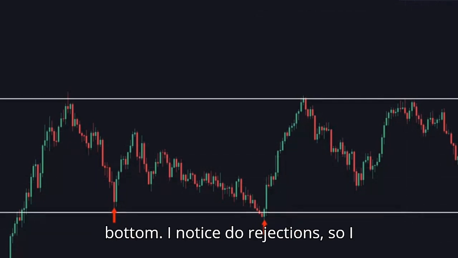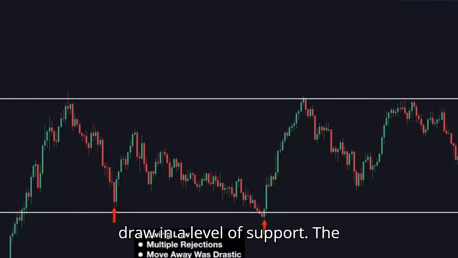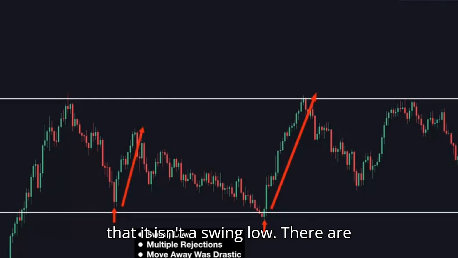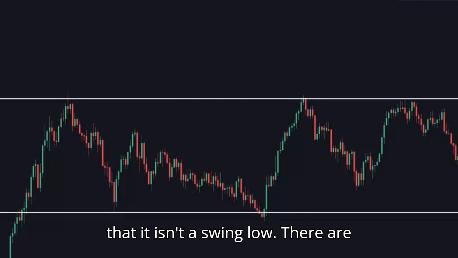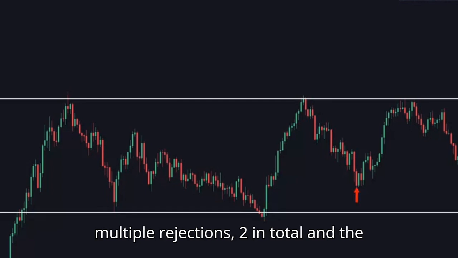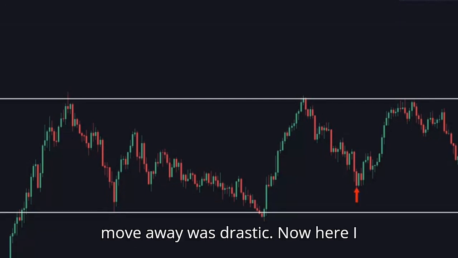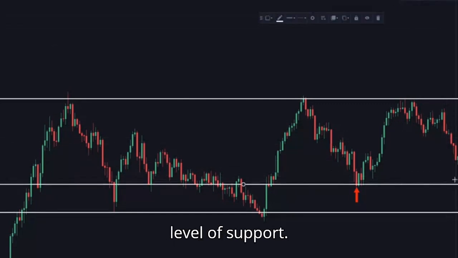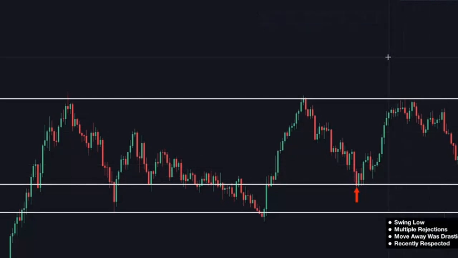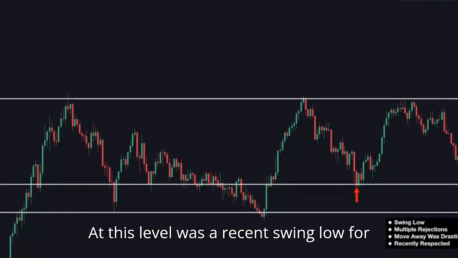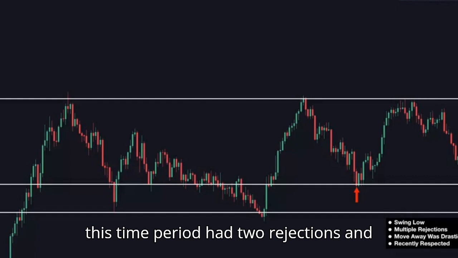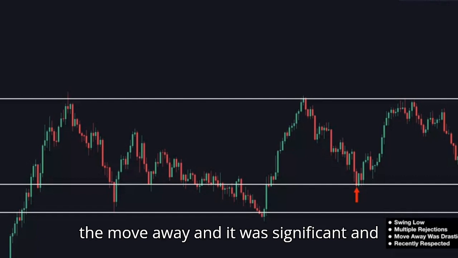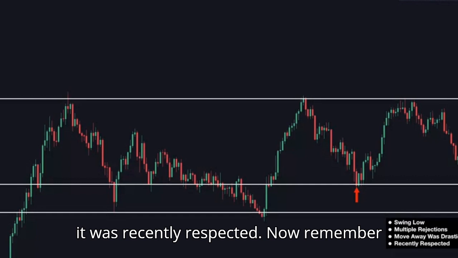Now let's look at the bottom. I noticed 2 rejections, so I draw in a level of support. The criteria that this level satisfies is that it is a swing low, there are multiple rejections, 2 in total, and the move away was drastic. Now here on the right, I noticed 2 rejections, so I draw in another level of support. This level was a recent swing low for this time period, had 2 rejections, the move away was significant, and it was recently respected.